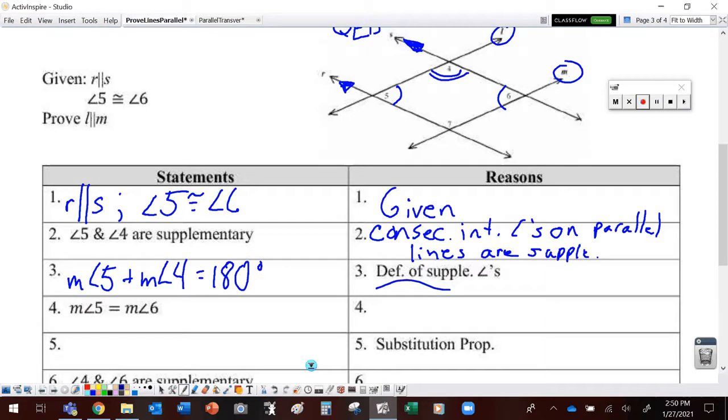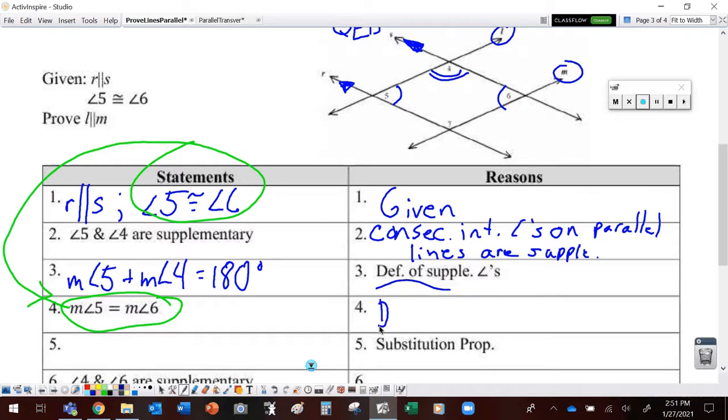Okay, and then kind of out of nowhere, they come in with angle 5 and angle 6, the measures of those two angles being equal. Okay, well here's the deal, guys. It's not actually out of nowhere. This statement comes from this statement. Okay, so what we have is the definition of congruent angles. Okay, if they're congruent, that means that their measures are going to be equal.